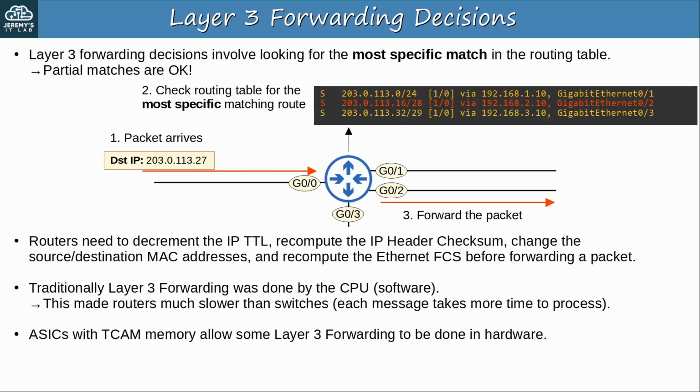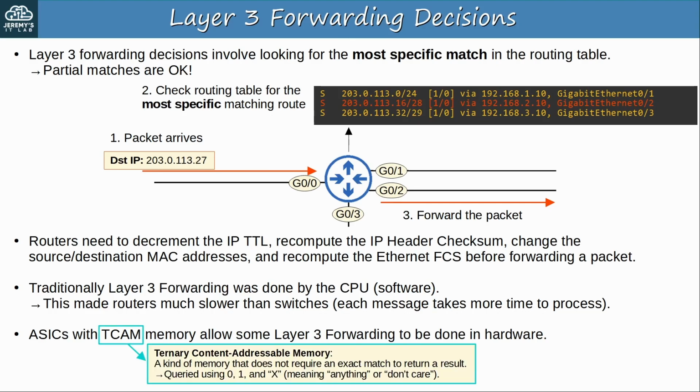However, ASICs with TCAM memory allow some Layer 3 forwarding to be done in hardware. CAM memory is binary. It can only use 0 or 1, so it can only search for exact matches. TCAM, ternary content addressable memory, is a kind of memory that does not require an exact match to return a result. It supports 0, 1, and a value called X, which means anything or don't care.